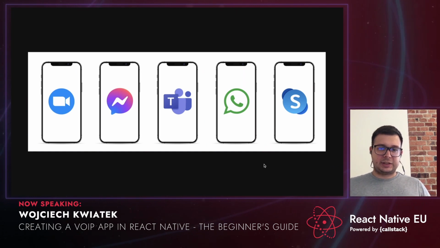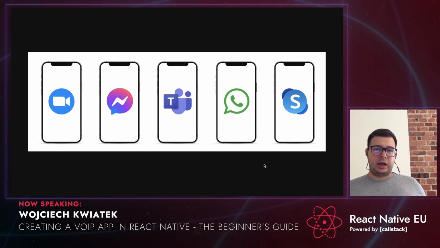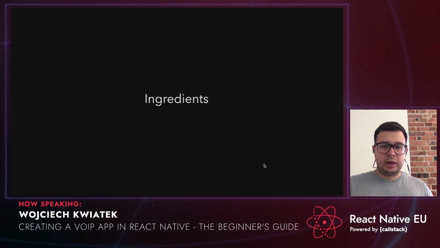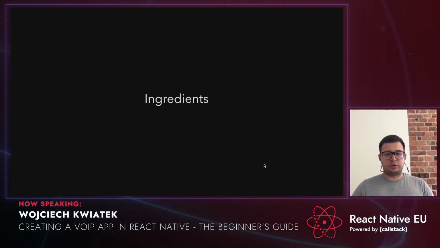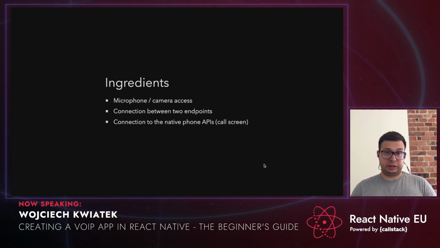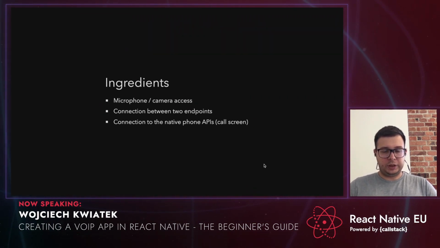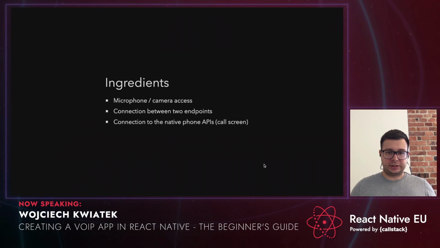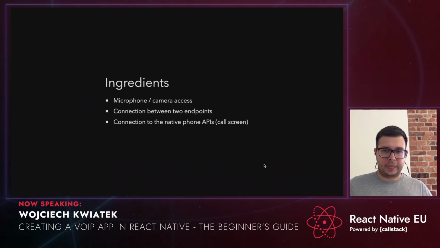This is something that we will try to see: how to create such an app. When it comes to ingredients, what do we need to create such an app? I put here three things which I consider the main ones. The first is access to the hardware, the microphone or camera. We need to get the permission from the user. We need to get the stream, the audio stream or the video stream, from the user, and then we can process it later. That's the very basic thing: to somehow get the stream.